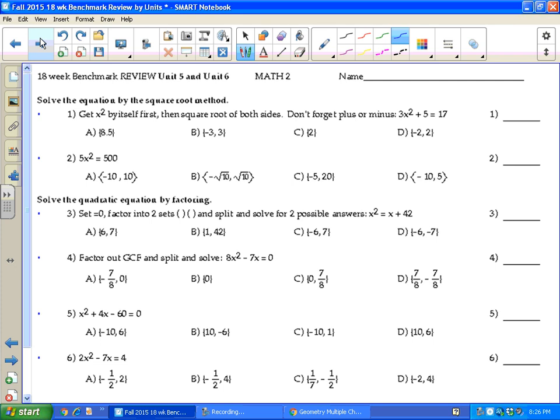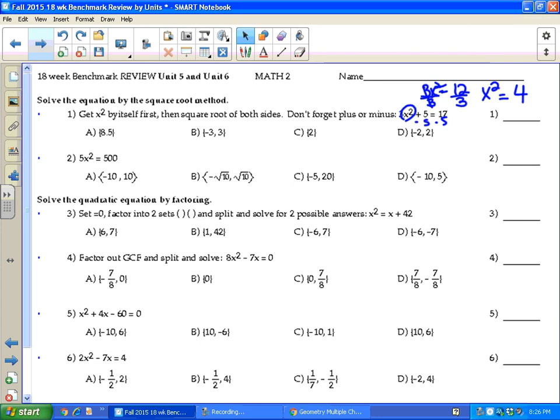All right, we're going to solve. This is when we were doing our quadratic unit. So the first thing we're going to do is get x squared by itself. If I get x squared by itself, I need to get rid of the 3 and the 5. So first thing I'm going to do is subtract 5 from both sides. And I'll get 3x squared is equal to 12. Then I still have to get x squared by itself, so I got to get rid of the 3, so I'm going to divide it out. I end up with x squared is equal to 4.